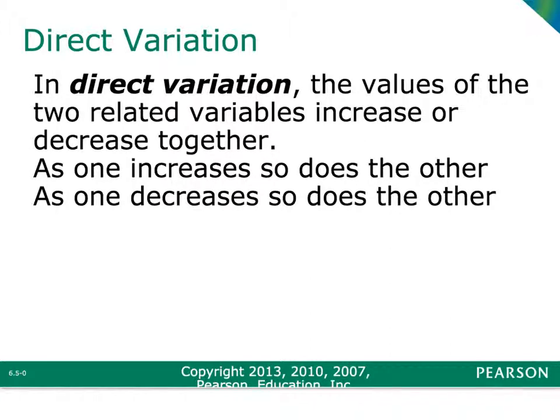So for example, you could say something like, the more I eat, the more I weigh. That would be an example of direct variation. You could also say, the less I eat, the less I weigh. Notice that the two variables travel in the same direction together.